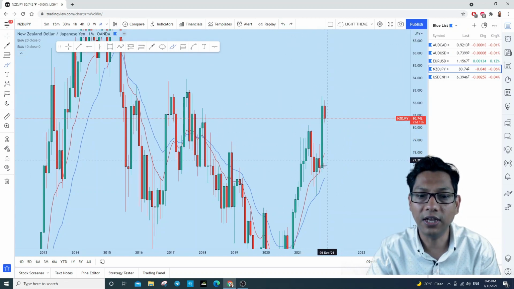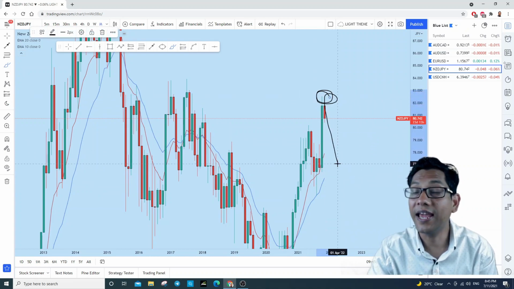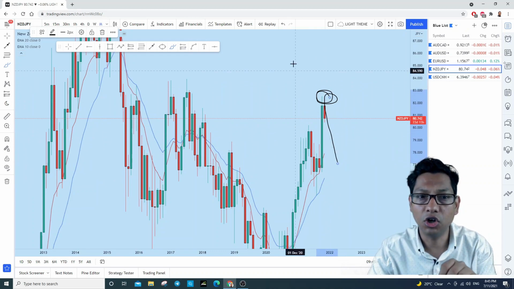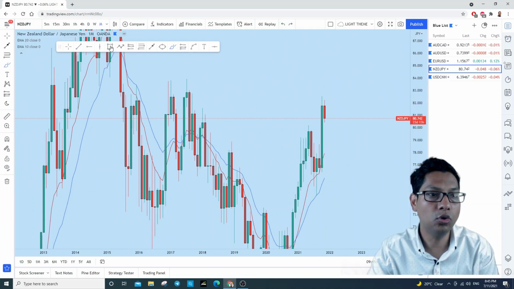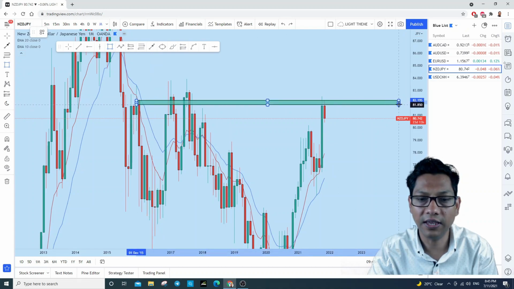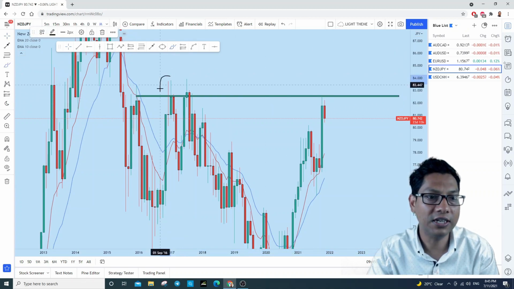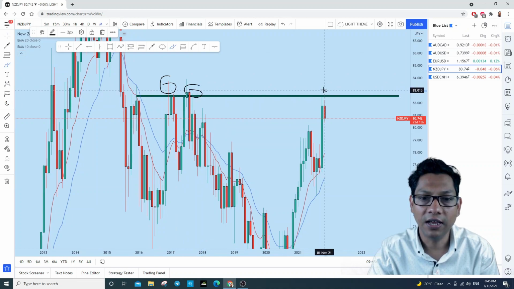As you know, this is basically a very top on the monthly. Now we can expect a further drop, because this instrument has just been rejected from this important level of resistance. So this is a monthly resistance. If you draw the line here, you see that there is a resistance here, resistance here, resistance here.